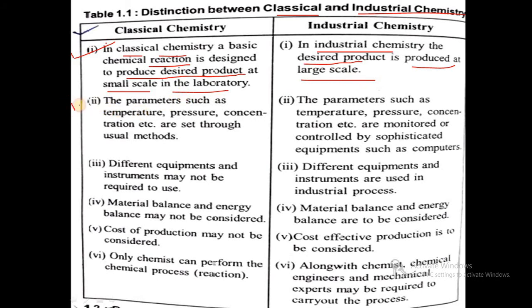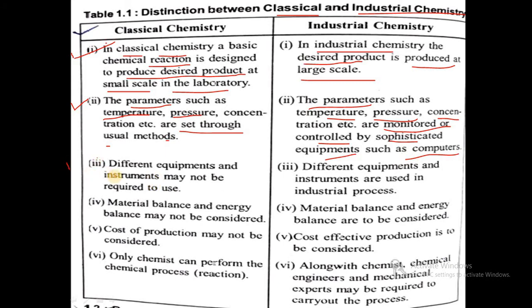Then in classical chemistry, the second point is that parameters such as temperature, pressure and concentration are set through usual methods. That is, in the laboratory we can handle temperature, pressure and concentration on a small scale. But in industrial chemistry, parameters such as temperature, pressure and concentration are monitored and controlled by sophisticated equipment such as computers. That is automatic control, using computer technology.